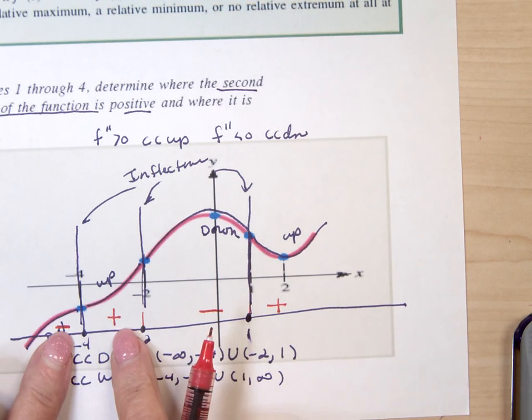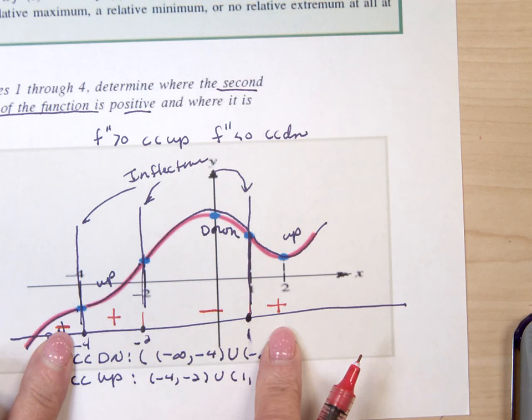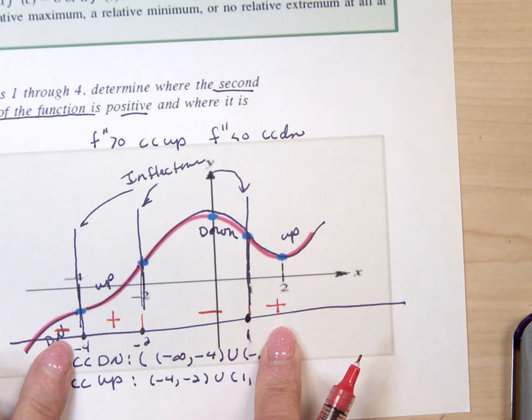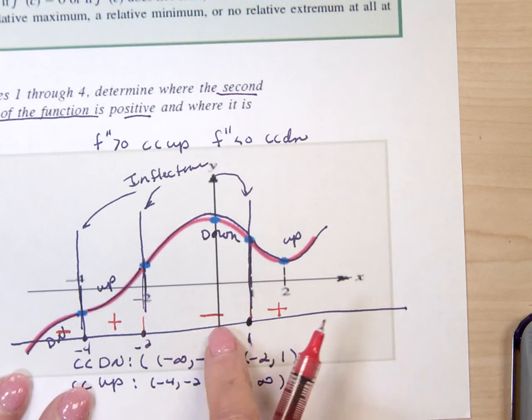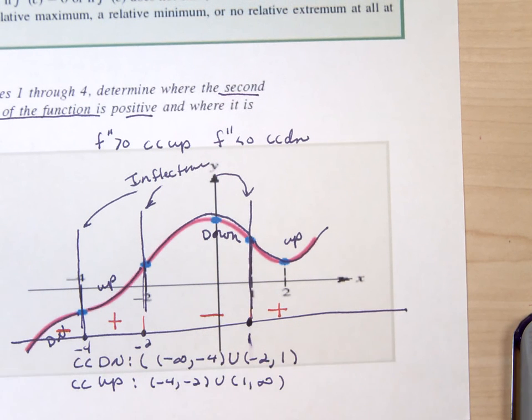Down, up, down, up. Where the second derivative is positive, we have up. Where the second derivative is negative, we have down. Just like you do with the first derivative, the only difference is that you're getting a different piece of information.